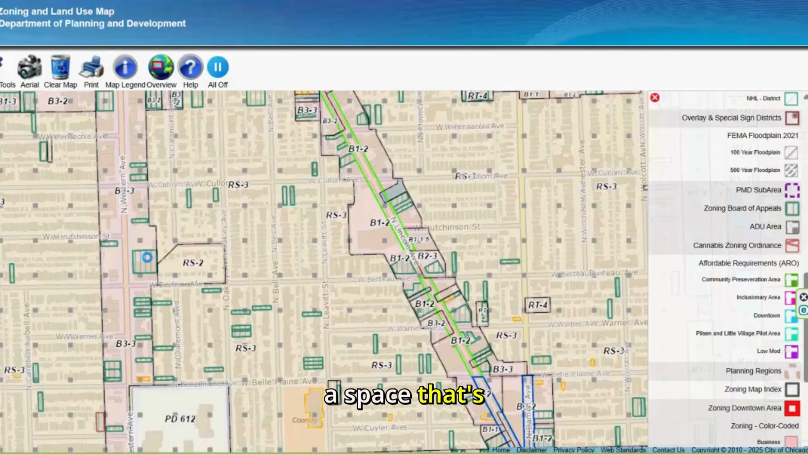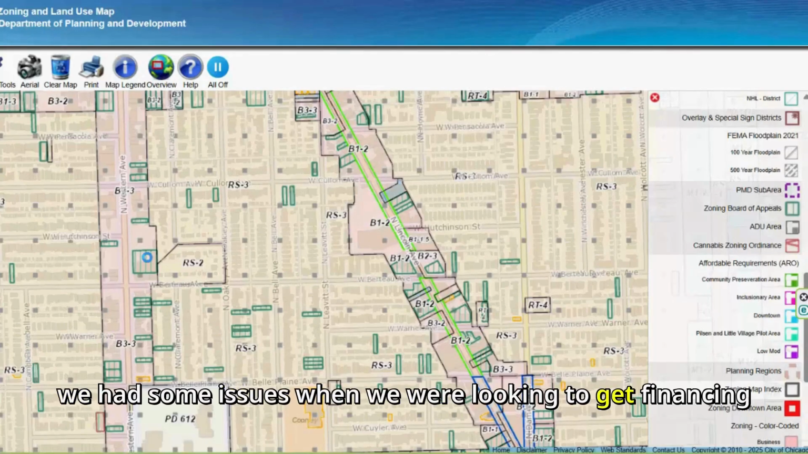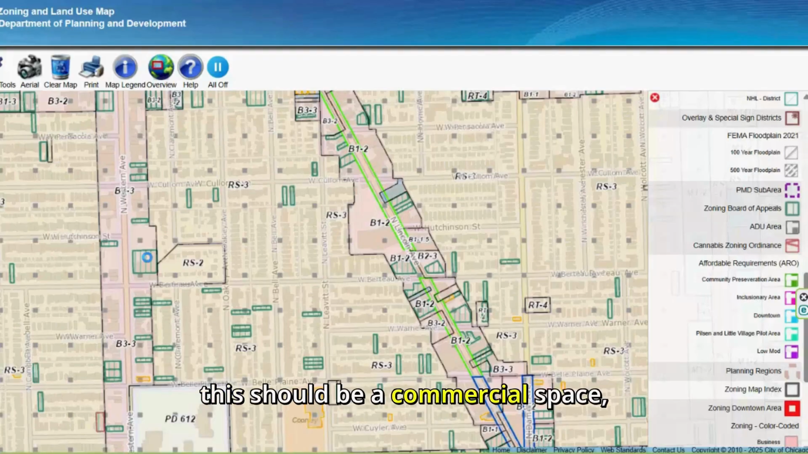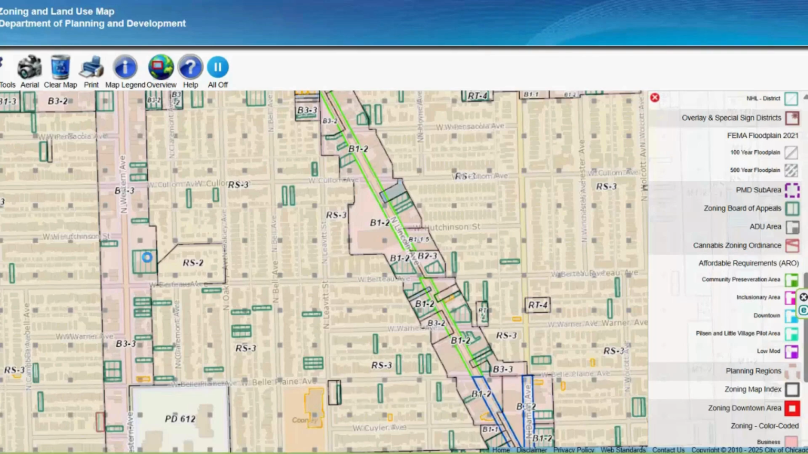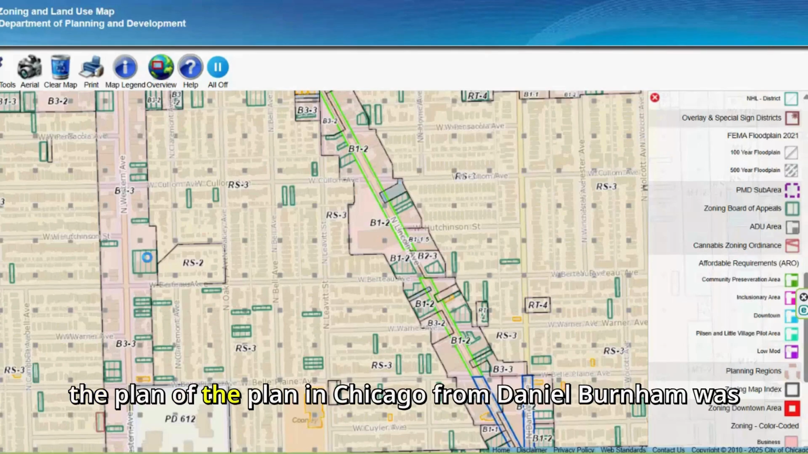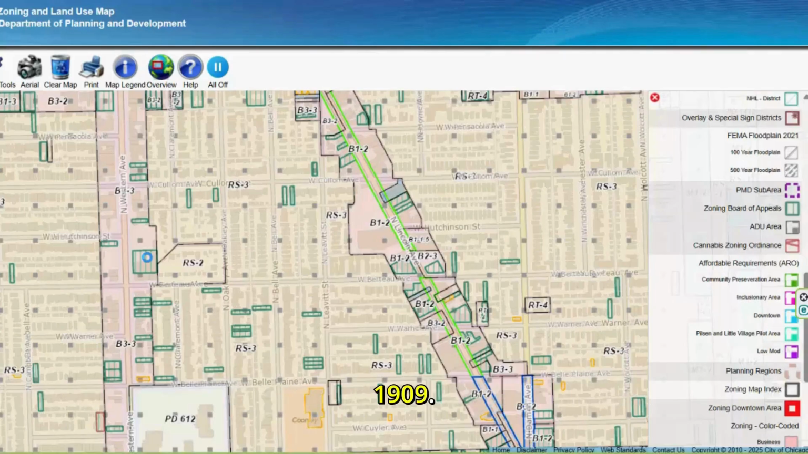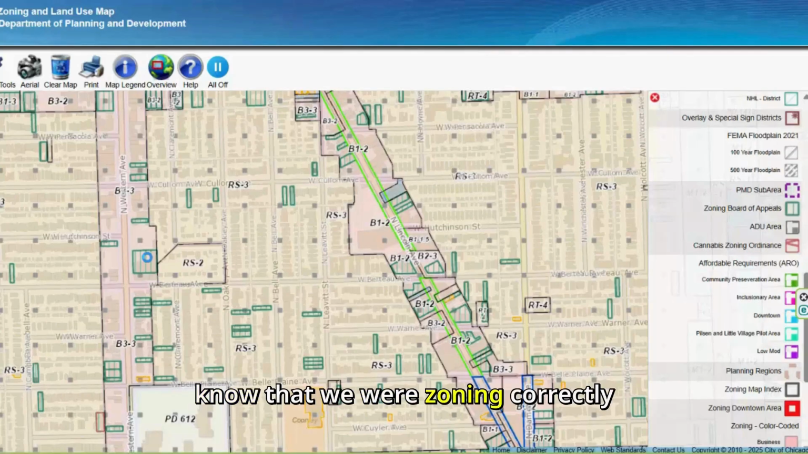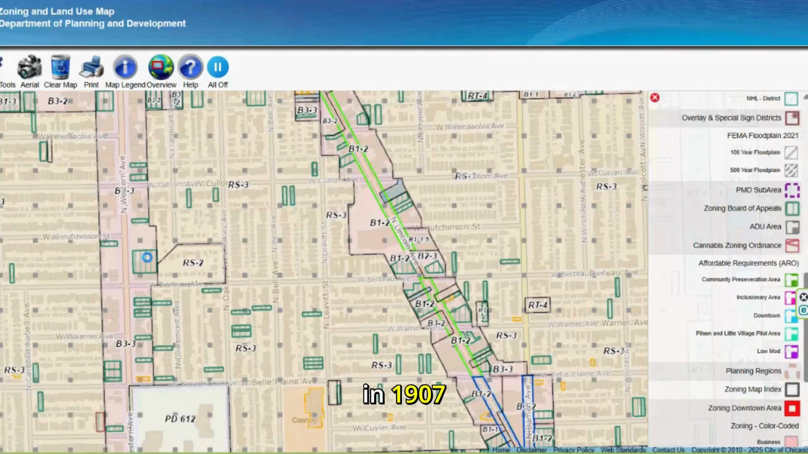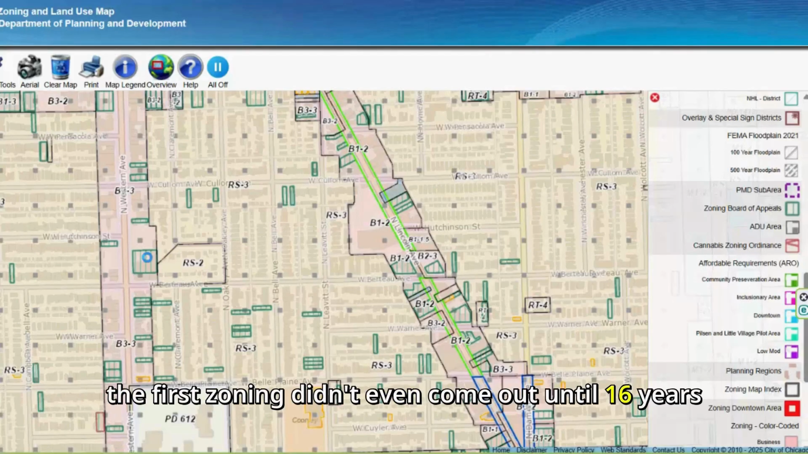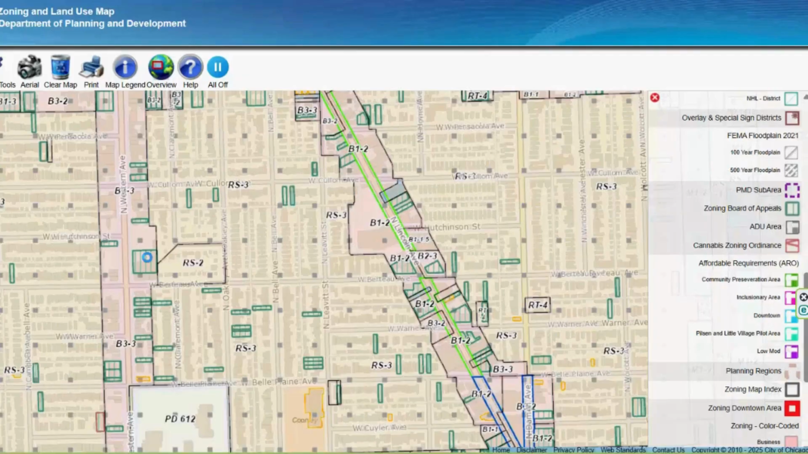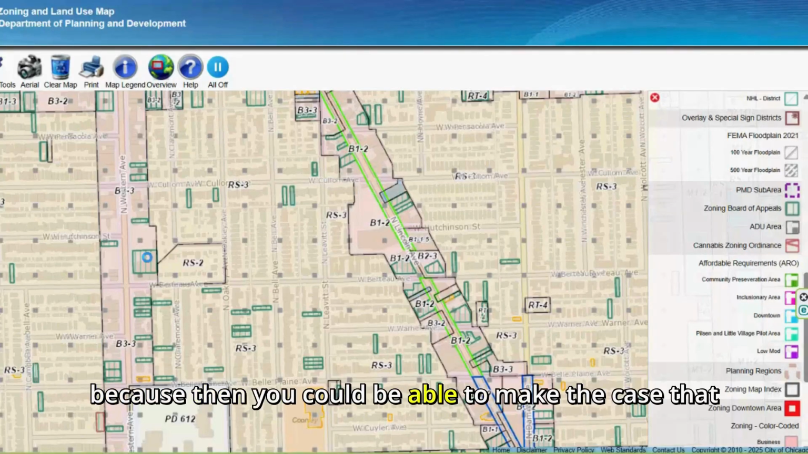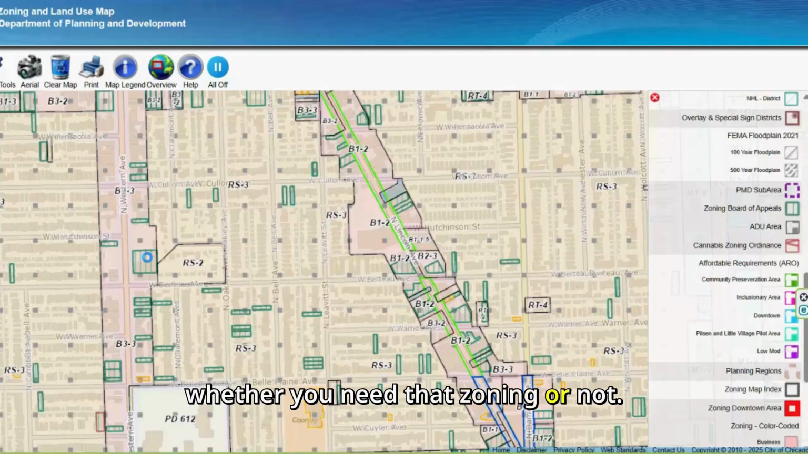We have a space that's in a B1 zone, and we had some issues when we were looking to get financing because they said, oh, this should be a commercial space, it can't be a single family home. We said, no, the property's been there since 1907. As you saw before, the Plan of Chicago from Daniel Burnham was 1909. They didn't even have zoning until 1923. How would we have known that we were zoned incorrectly in 1907 when the first zoning didn't come out until 16 years later? So it's important to know that, because then you can make the case for whether you need that zoning or not.